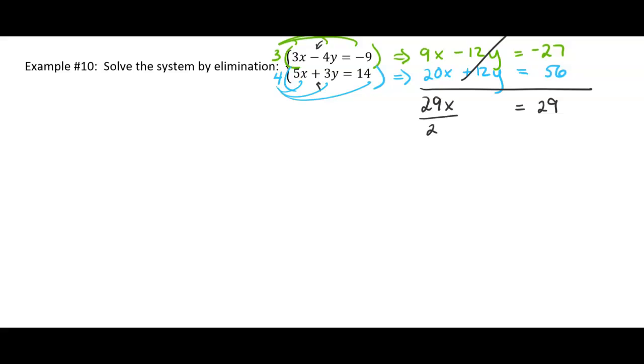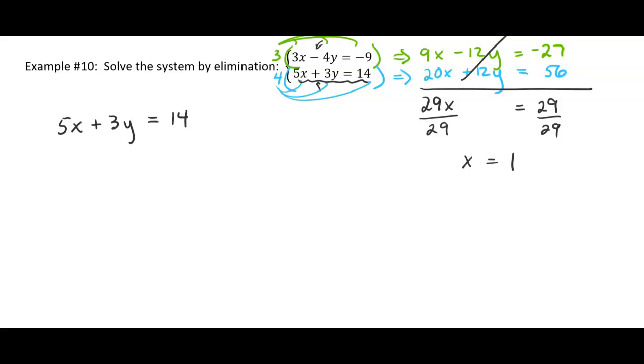Okay, so divide by 29. And I'm getting x to equal 1. Now, you have to pick an equation to plug that x in. And you have 4 equations. You can plug it into any one of them. I'm going to choose this bottom original one. So let me recopy it over here. 5x plus 3y equals 14. And it really doesn't matter.